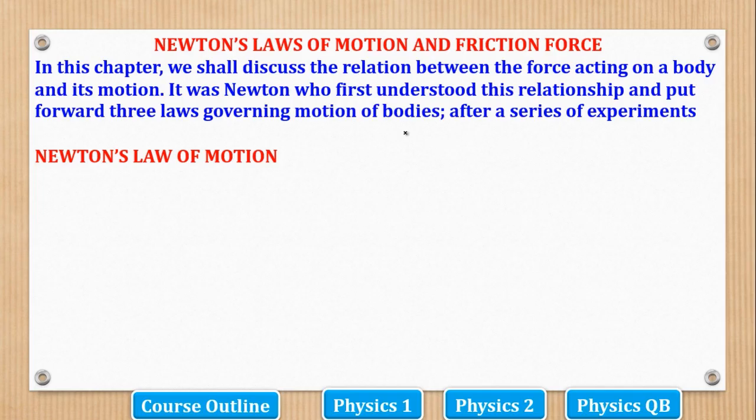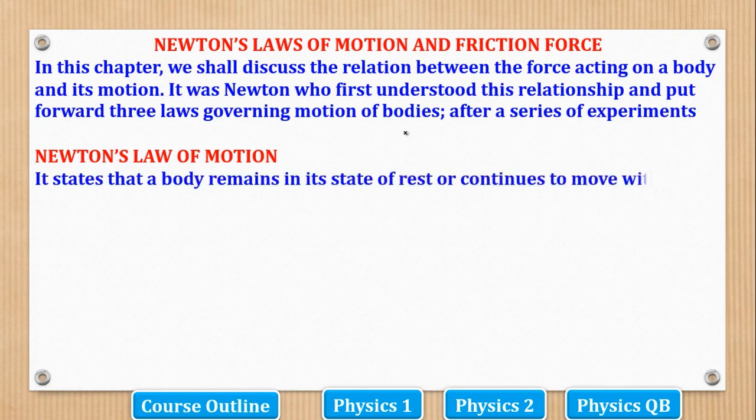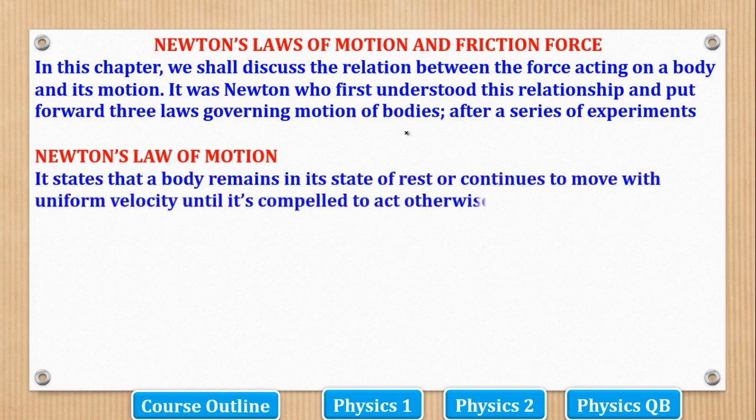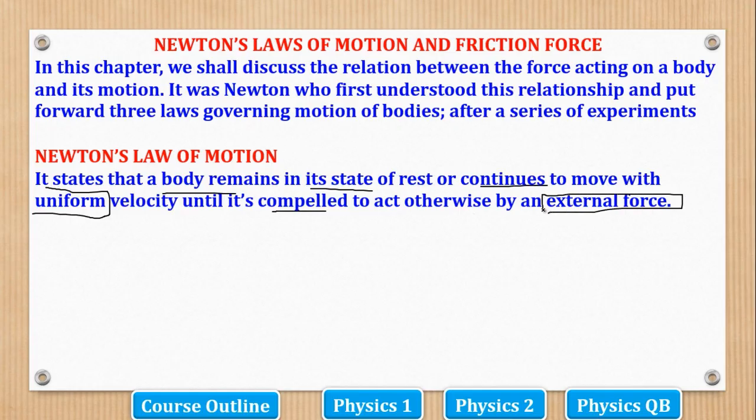Let's start with law number 1, or what we call Newton's first law of motion. Newton's first law of motion states that a body remains in its state of rest or continues to move with uniform velocity, note this word uniform, until it's compelled to act otherwise by an external force. So in this topic, we shall be interested in motion due to these external forces.